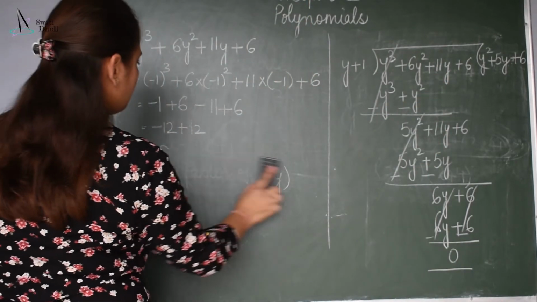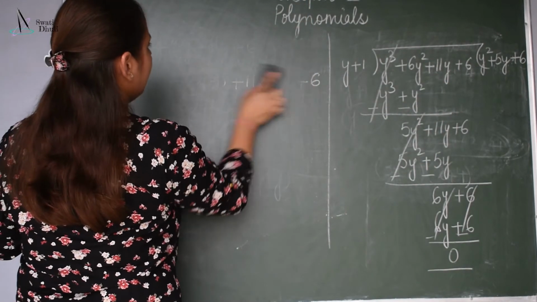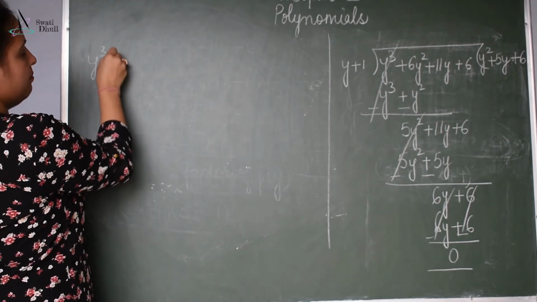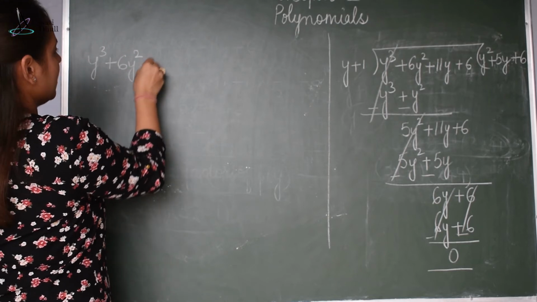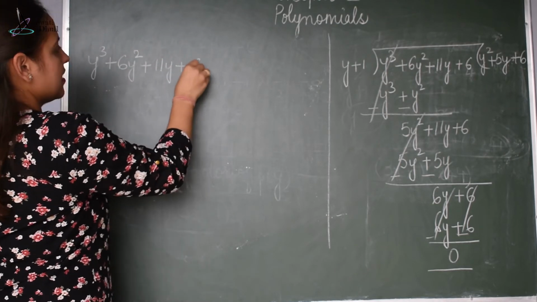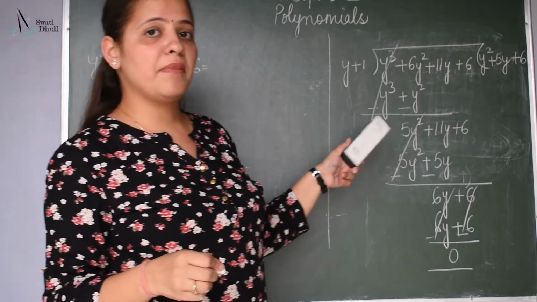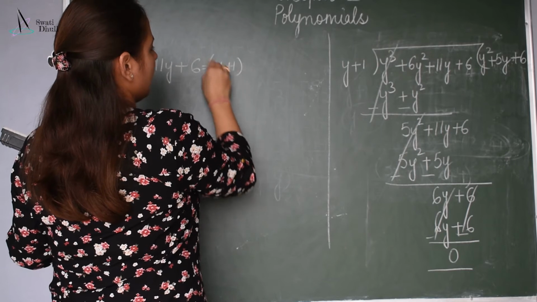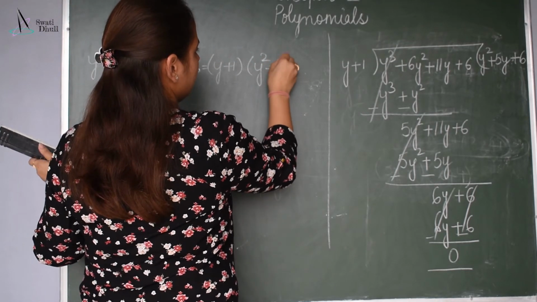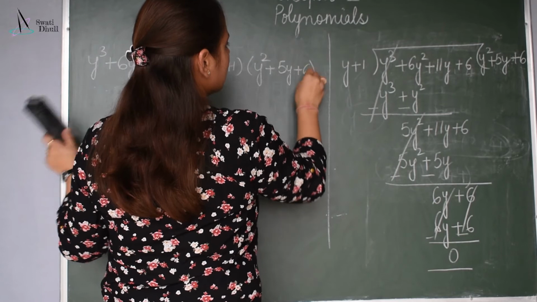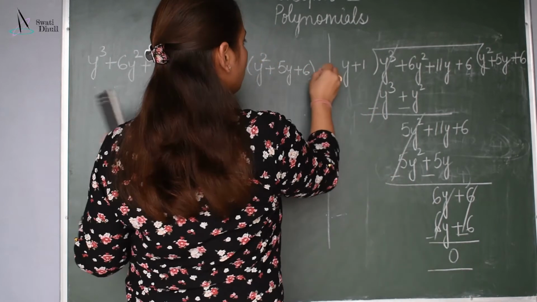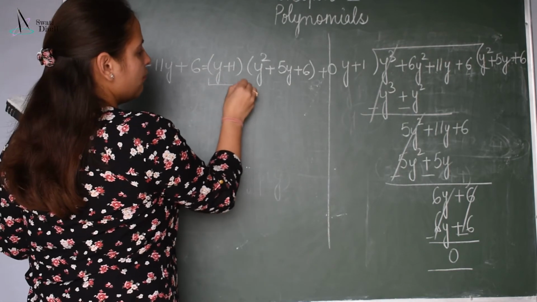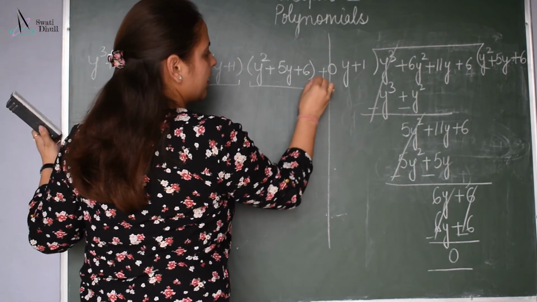Now you can write y cube plus 6y square plus 11y plus 6 is equal to, you can use here the remainder theorem, that dividend is equal to divisor into quotient plus remainder. Remainder is your 0, so you can write plus 0. Now we have got one factor and this quotient is a quadratic polynomial.